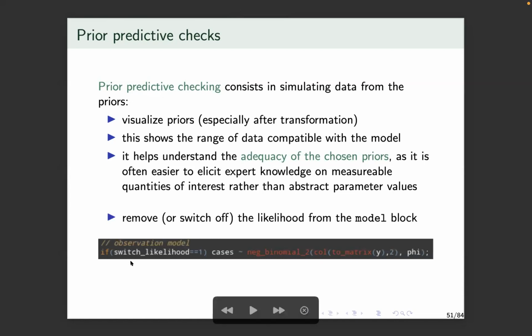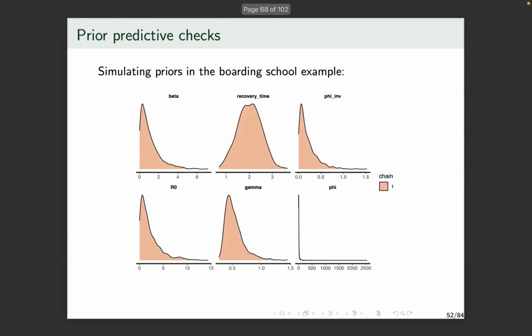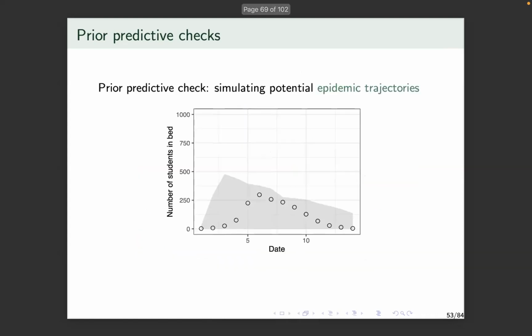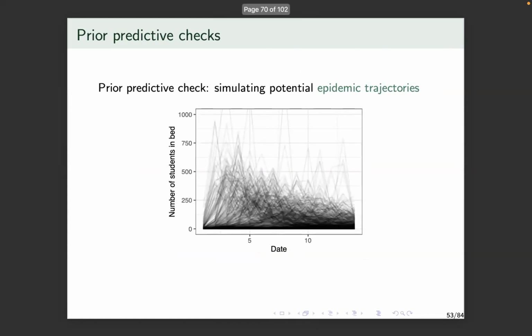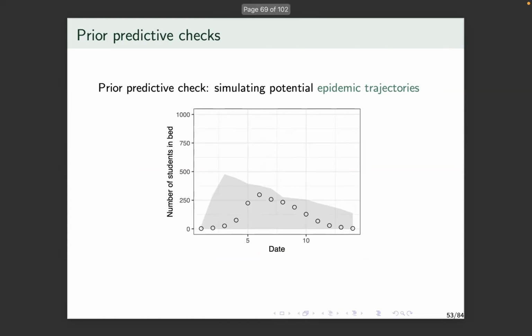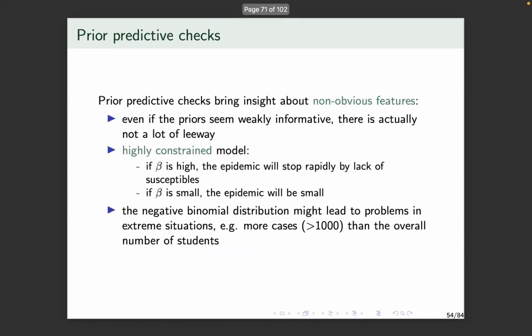Technically, as I mentioned, we can use the same Stan code and just switch the likelihood on and off, or we can create a copy of the code and remove data and likelihood from it. Here is the prior predictive check for our discussed model. We generate loads of trajectories forward, and then we can visualize either individual trajectories or a credible interval. These are the individual trajectories, and these are the credible intervals. When overlaid with observed data, it looks like the priors do allow for the observed data. So our priors are fine.